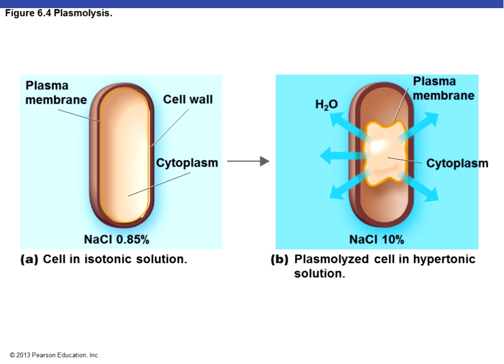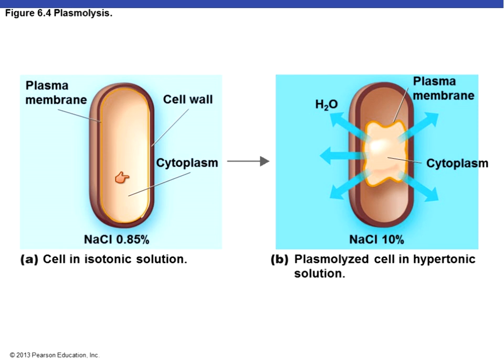So here we have a cell that's in an isotonic solution. This is an idea that we've talked about before in Chapter 4, referring to the cell wall and the plasma membrane. That isotonic solution means that the concentration of water and solutes, or water and salt, are equal outside the cell and inside the cell.